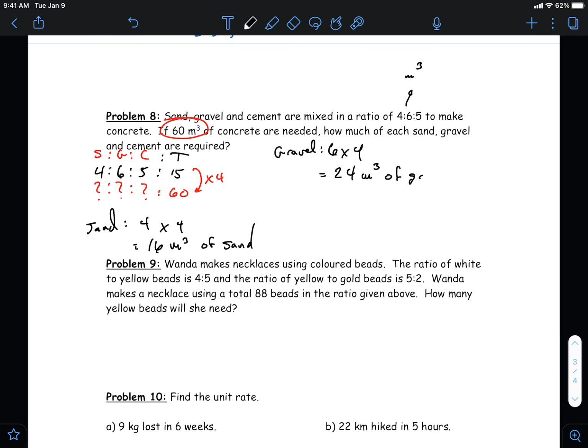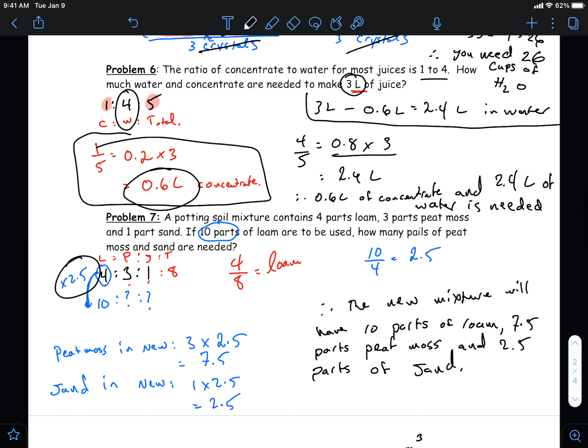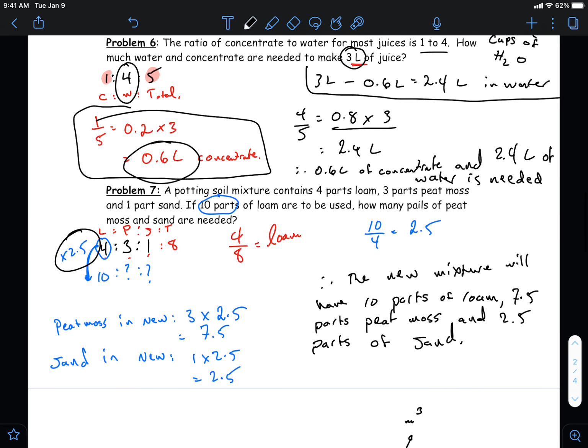And the last one being concrete. We're going to go 5 times 4. You're going to see 20 meters cubed of concrete. That's not too bad. Looking at that process, again, if I look back at the first one, I think I'm just having maybe a mental block with the first question. I'm sure it can be done that way. I'm just having a mental block.